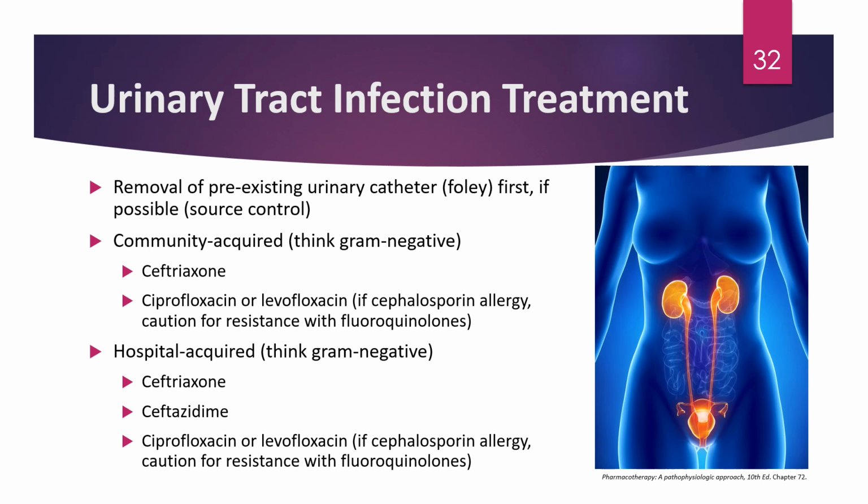But if you have someone who has a Foley in, you always want to source control it and pull the Foley out and replace it if you have to. For community-acquired infections, we usually just think gram-negative organisms. Usually, we don't necessarily need Pseudomonas coverage because Pseudomonas is not commonly found in the community. So usually ceftriaxone is going to cover most of the different types of urinary tract infections that you might see out there.